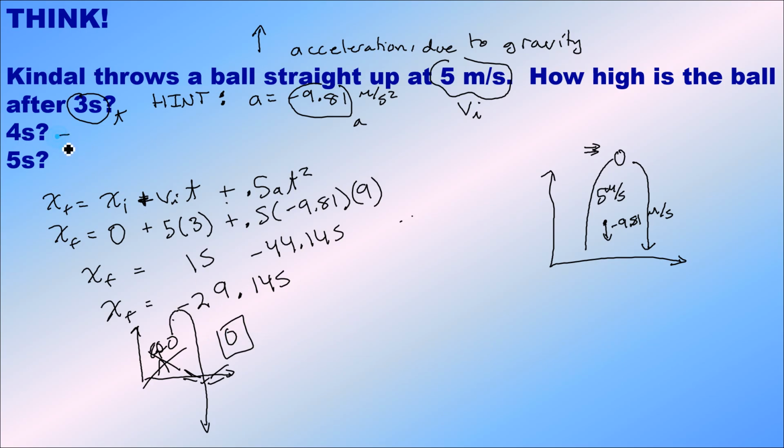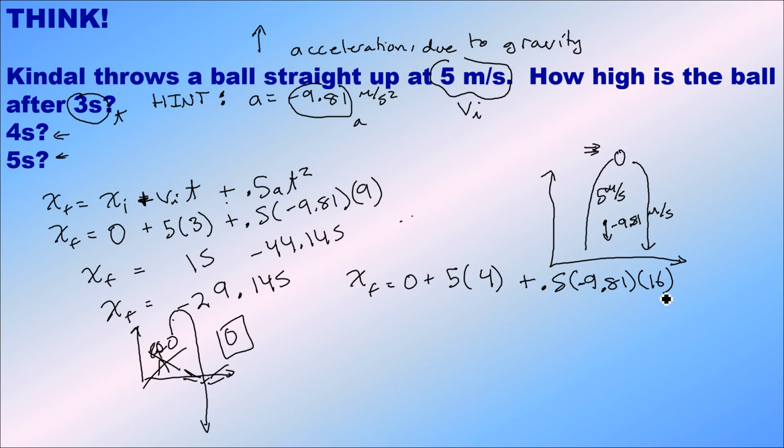So all of these other ones, the 4 and the 5 seconds, won't make any sense. They'll be an even worse case than this one. But let's go ahead and try it. Let's try the 4 seconds. And just to see what we would get, the initial position is 0. The initial velocity is 5. And then our time now is 4. Plus 0.5 a t, negative 9.81, and then time squared, that'll be 16.